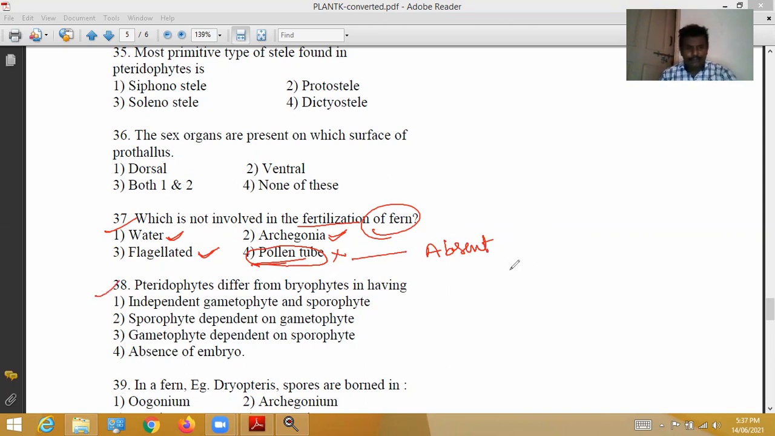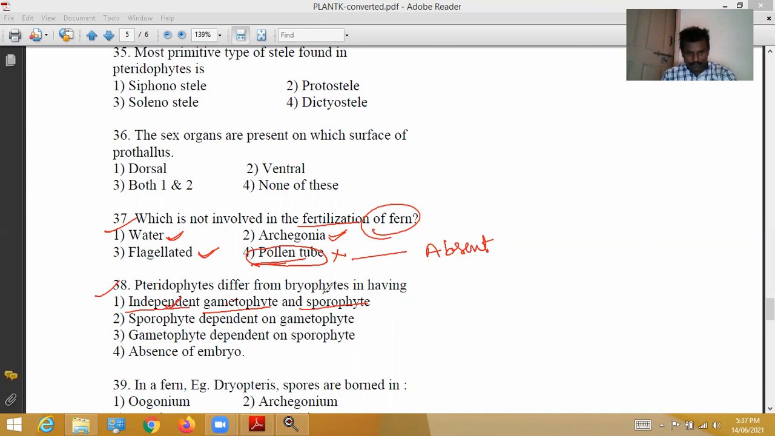Next, pteridophytes differ from bryophytes in having which of the aspects? If you see, independent gametophyte and sporophyte. Pteridophytes differ from bryophytes. In pteridophytes the gametophyte is independent. Independent gametophyte and sporophyte: in pteridophytes both gametophyte and sporophyte are independent. Okay, so option 1 is correct.